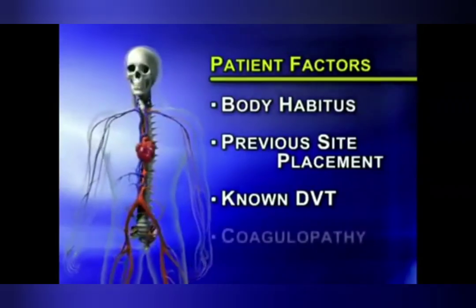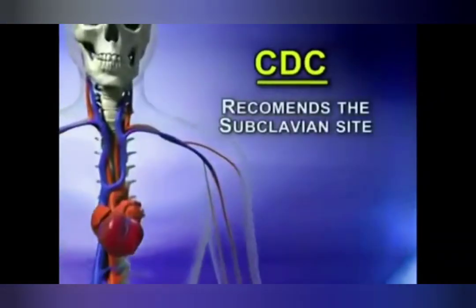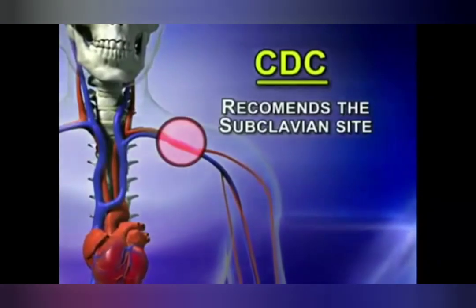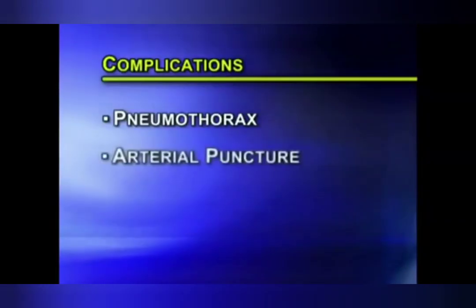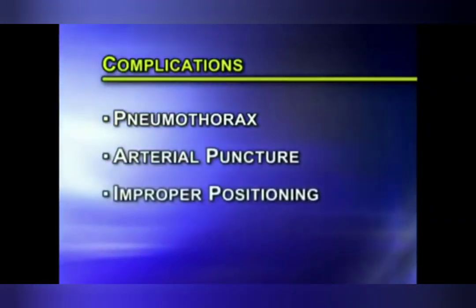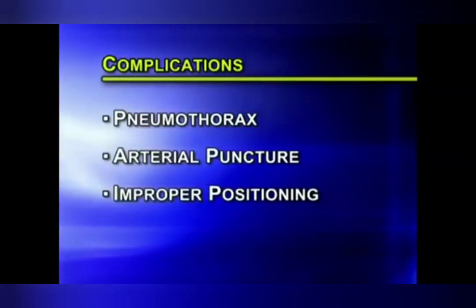Of course, coagulopathy must always be considered. The CDC recommends the subclavian site for insertion because of its decreased risk for infection. Complications include pneumothorax, arterial puncture, and improper positioning. We will describe the technique for subclavian central venous catheter placement.